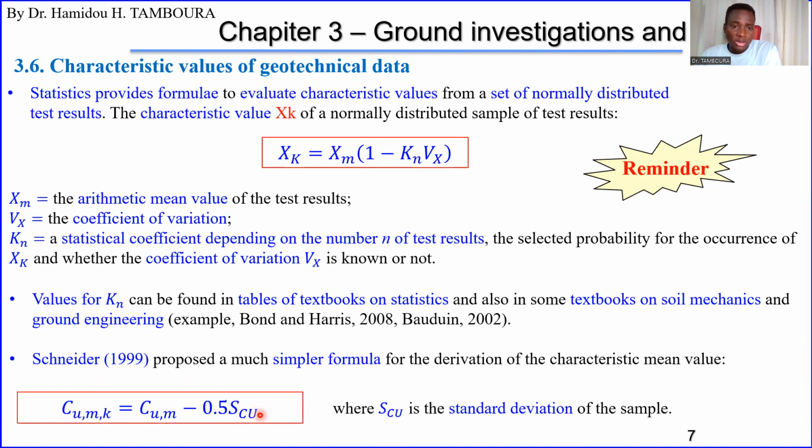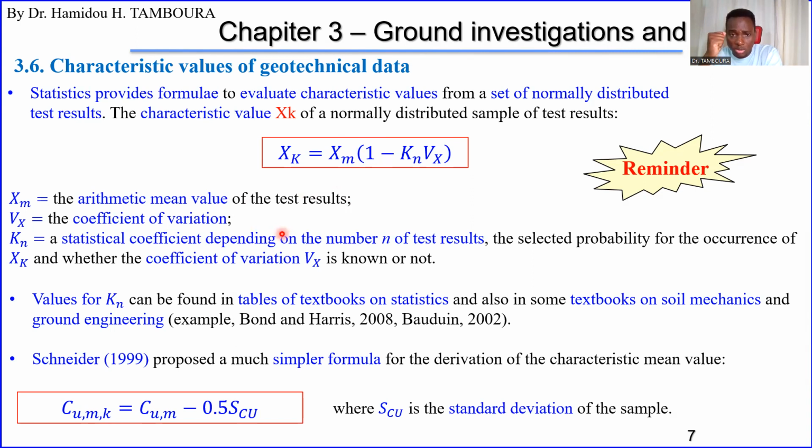And this formula as well, proposed by this reference, we talked about before. Here, Scu is the standard deviation, cu being undrained shear strength. So just remember these two formulas. We are going to use them in this example, and hopefully you will be able to understand them deeply.